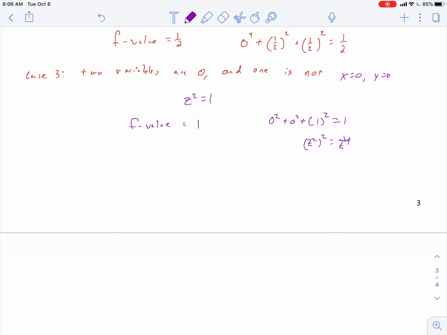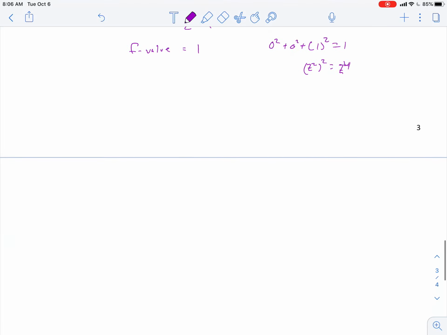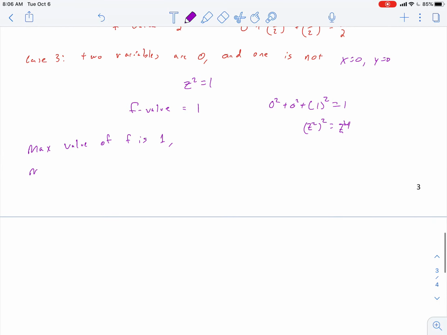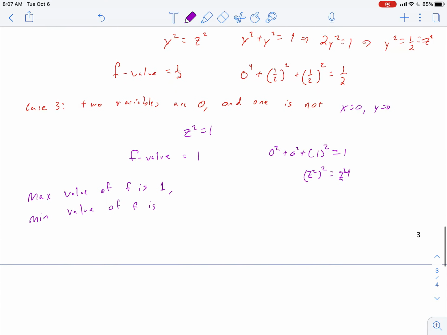All right, so we do have a max and we have a min. So the max value of f is 1, and the min value of f is going to be, what did we say it was? 1/3.